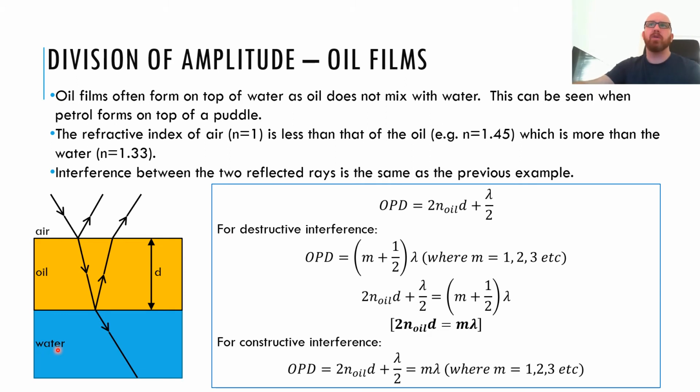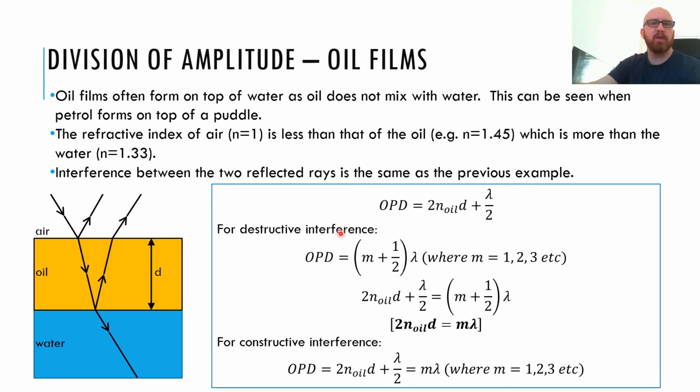Interference between the two reflected rays is the same as the previous example. It's just the whole diagram spun on its side. These two rays interfere with one another, and you end up with an interference pattern. Now they don't look as if they're parallel, but your eye takes these two rays and brings them together to a point, and you see an interference pattern. So the optical path difference, just like before, is 2n of the oil times d plus lambda over 2. The whole theory of that is in the last slide. That's your optical path difference.